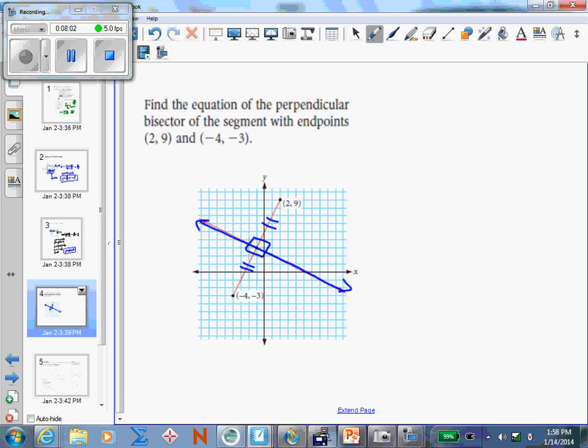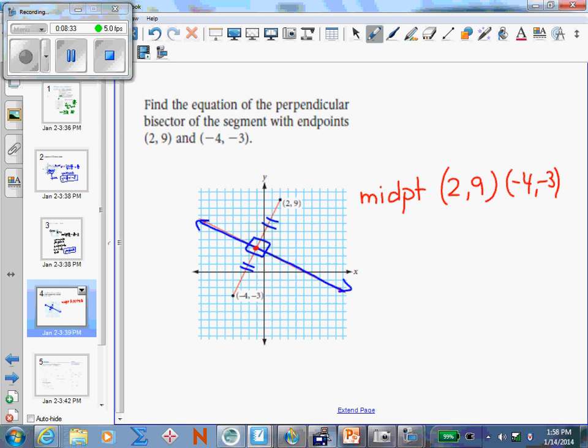So we don't know a point on the perpendicular bisector, but we know this point here is on both the perpendicular bisector and the line that's the segment that's being bisected. So that point has to be the midpoint between these 2 coordinates. So I need to find the midpoint between (2, 9) and (-4, -3). How do we calculate midpoint?